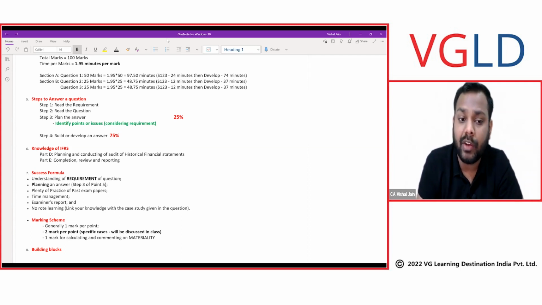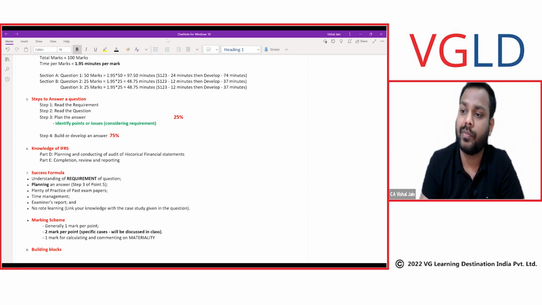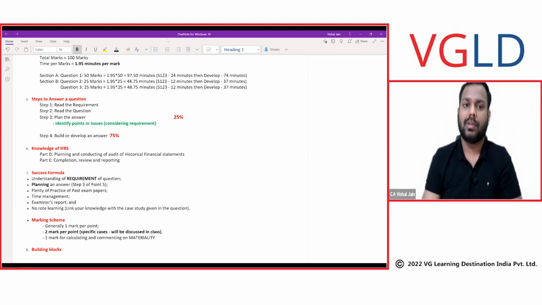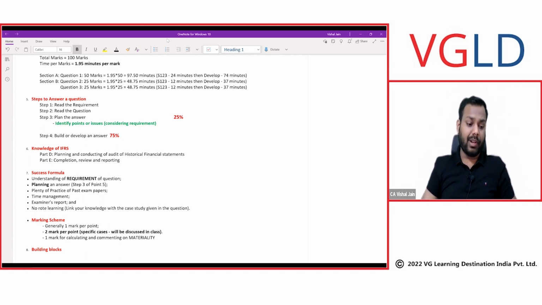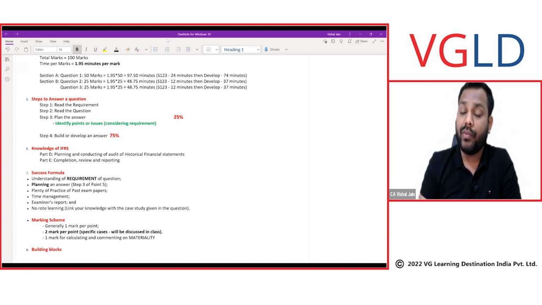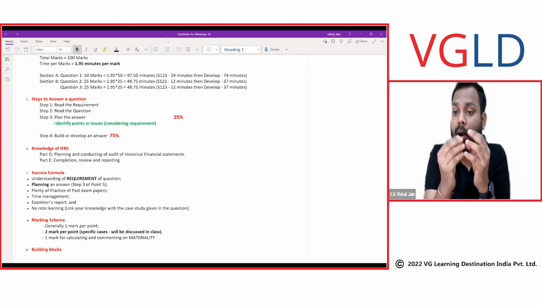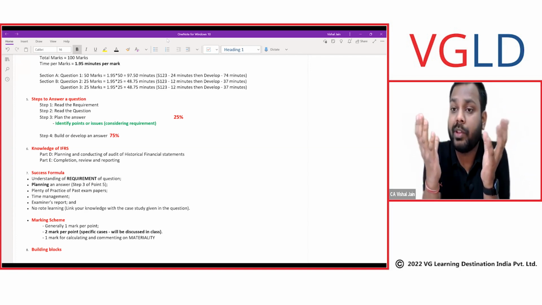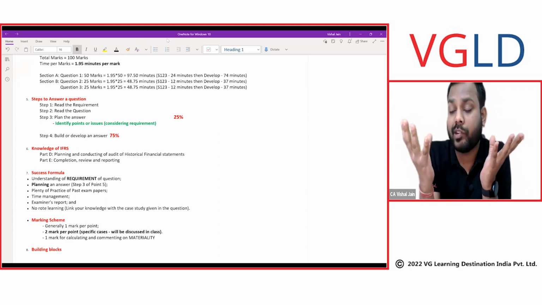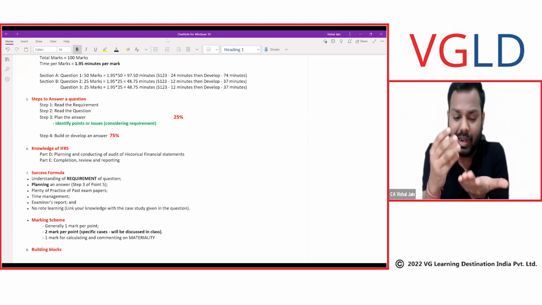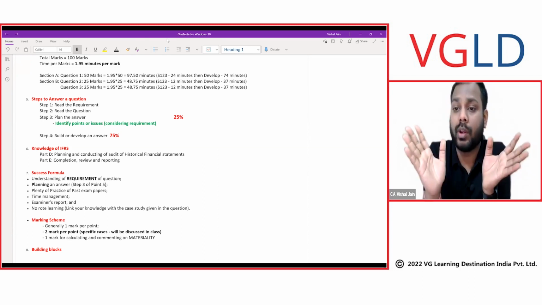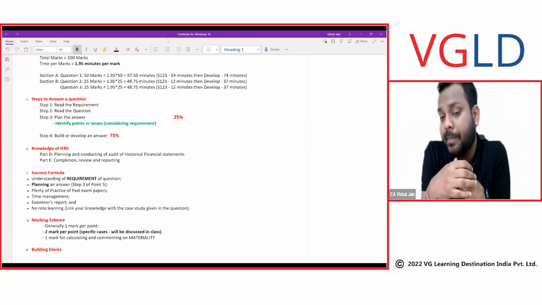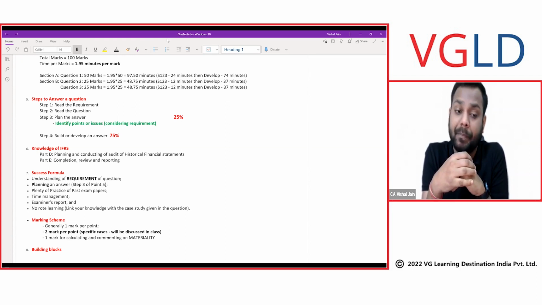Now you must ask, what is the meaning of pervasive? Can anyone tell me what is the meaning of pervasive? Anything which impacts more than 60% of the financial statements is called pervasive. Is this limit of 60% given anywhere in the standards? No. This is a professional judgment that you have to apply.